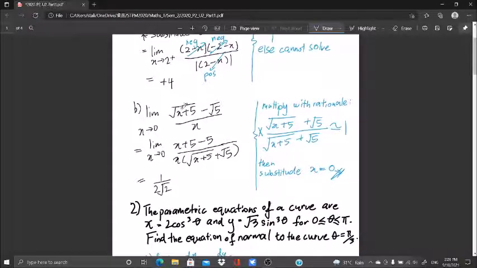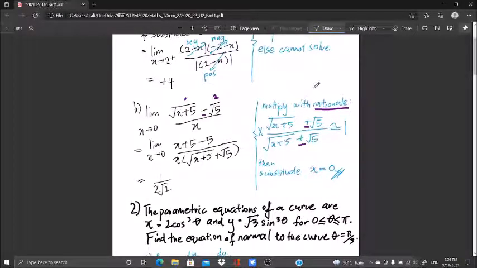So we come to the next question: the limit of (square root of (x plus 5) minus square root of 5) divided by x, where x approaches 0. In this question, we can observe that the numerator has two terms. Usually in this case, we will multiply by the rationalisation. Rationalisation means the exact same terms, except the central sign we change from negative to positive or positive to negative, vice versa. This is what we call the rational.